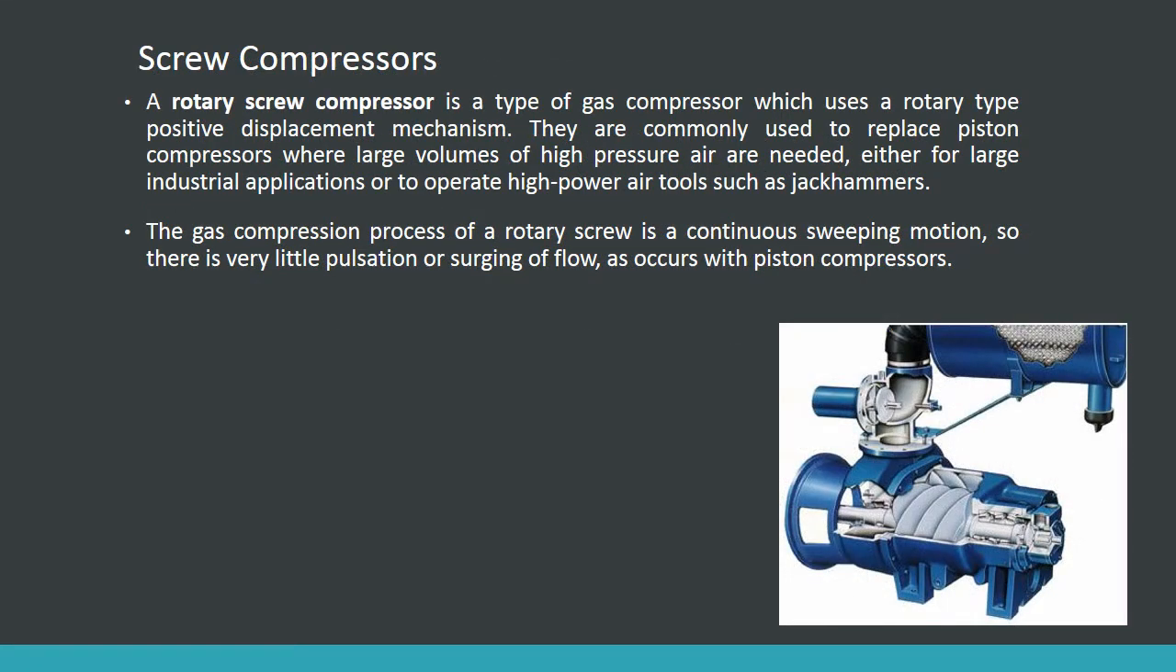Then we come to the screw compressors. You can see a screw compressor, and it consists of a helical or worm type screw. It looks like a screw and also like a worm type gear. Now, what is it actually? A screw compressor, also known as a rotary compressor, is a type of gas compressor which uses a rotary type positive displacement mechanism. They are commonly used to replace piston compressors where large volumes of high pressure air are needed, either for large industrial applications or to operate high power air tools such as jackhammers.